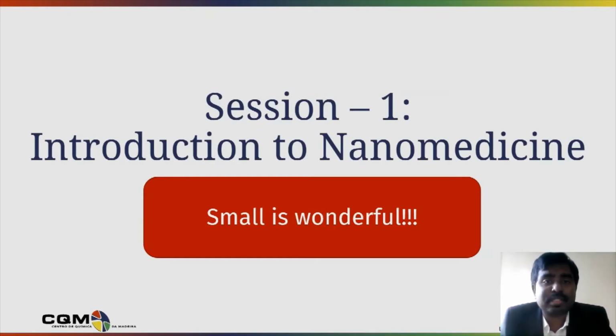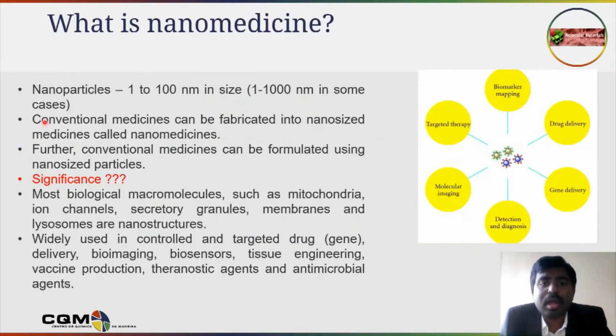So, introduction to nanomedicine. What is nanomedicine? As we all know, particles with the size of 1 to 100 nanometers are considered nanoparticles. In certain cases, 1 to 1000 nanometer sized particles are also considered nanoparticles. Similarly, medicines in the size of 1 to 100 nanometers or 1 to 1000 nanometers are known as nanomedicine. If you take a conventional medicine and fabricate it into nano-sized medicines, it is termed nanomedicine. The basic criterion here is that if you reduce the size, its property should differ. That's the only criterion to call them nanomedicine.